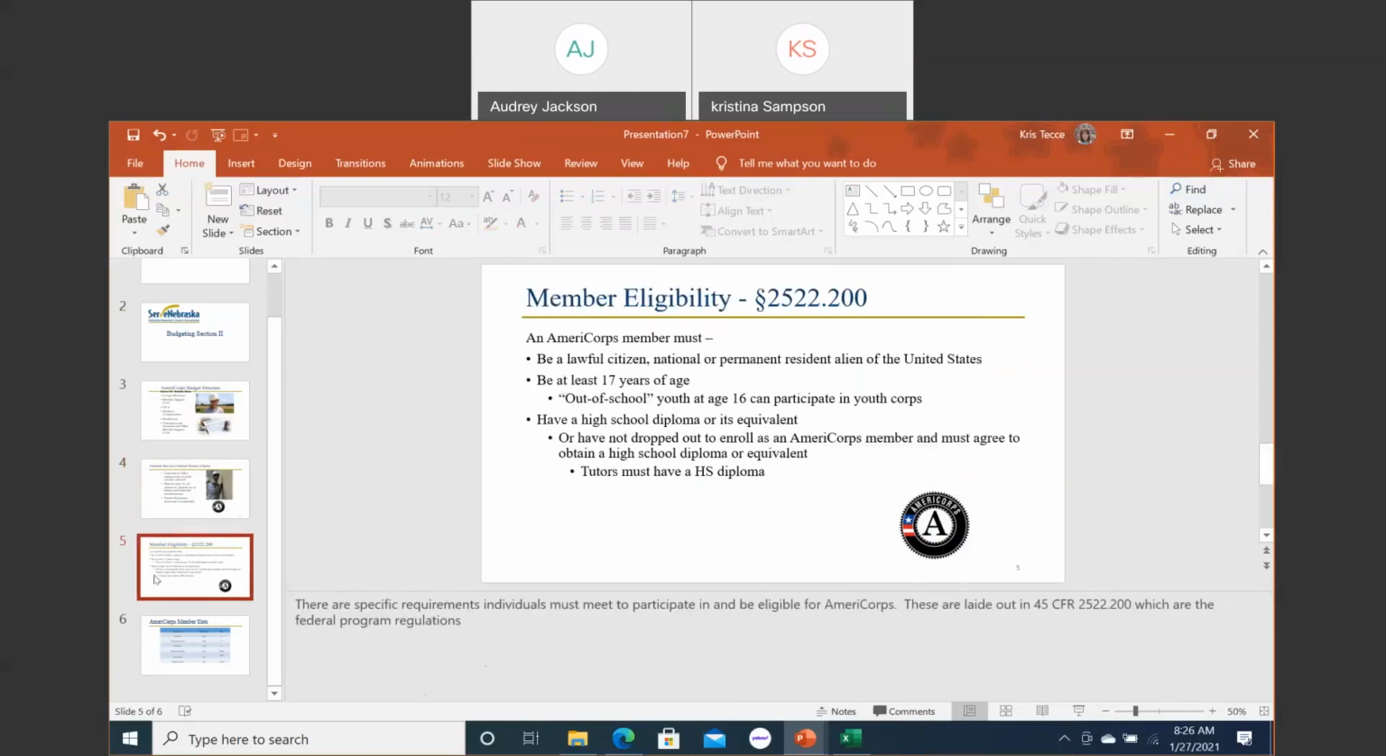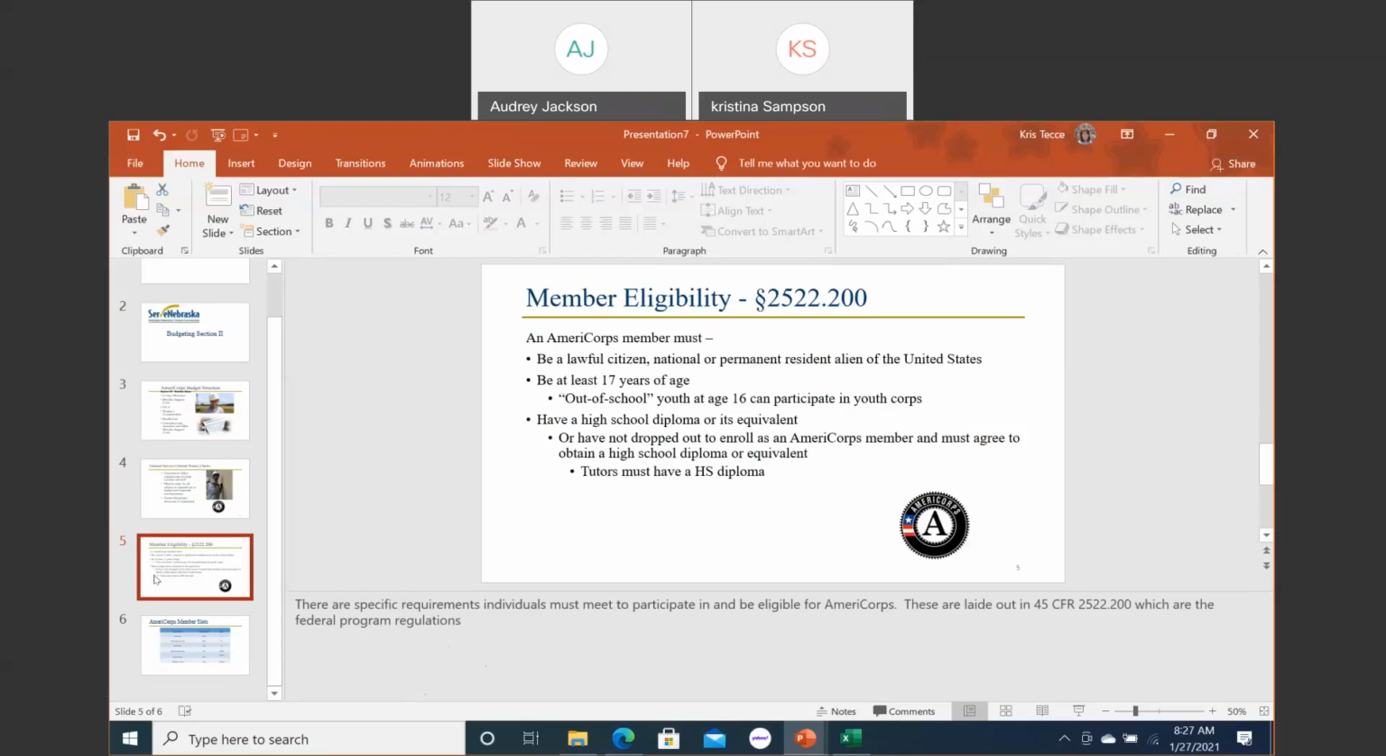Another key part about members is to ensure that you're meeting the eligibility requirements in the grant. Again, these are AmeriCorps specific regulations, and you can look at 2522.200 for further information. In general, to be an AmeriCorps member, the member must be a lawful citizen, national or permanent resident alien of the United States. Again, there's very specific regulations around that.